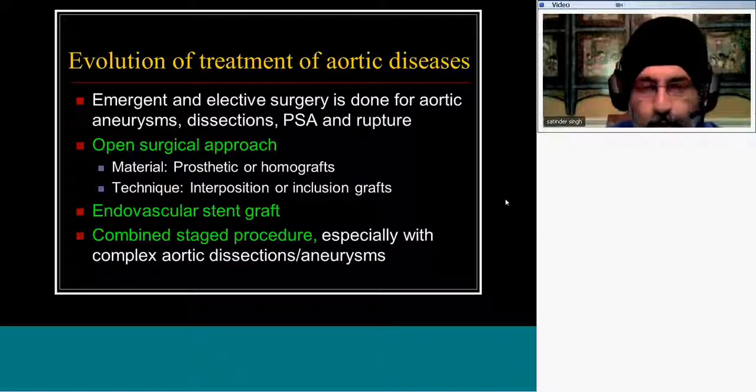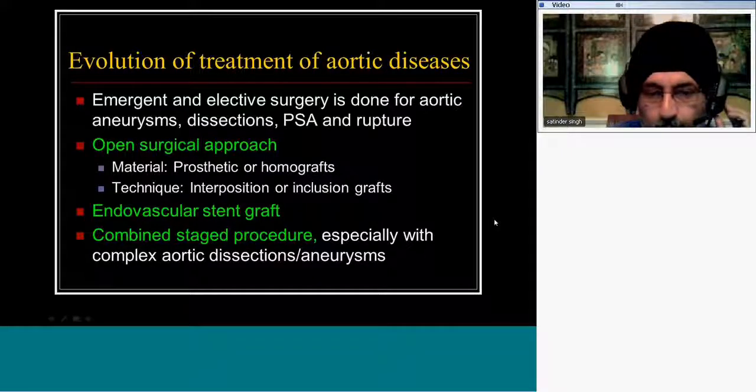As you know, over the years, there has been evolution of the treatment of the aortic diseases, which is done not only for the aneurysm, but also for dissections, pseudoaneurysms, ruptures, etc. The traditional method is the open surgical approach, where a prosthetic or a homograft is used by using two different techniques. Lately, the endovascular stent graft treatment has become the treatment of choice for many conditions. And sometimes, especially for ascending aortic complex aneurysms and dissections, a combined staged procedure is used, where you start with open surgical technique and follow by completion with endovascular stent graft.